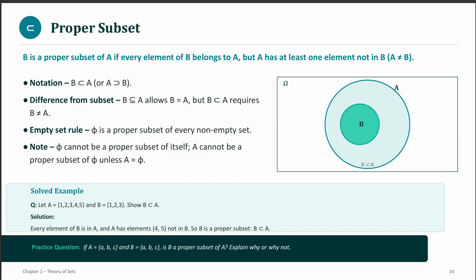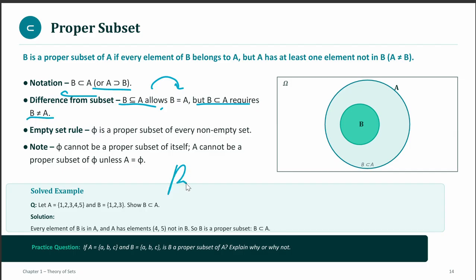Now let us talk about what a proper subset is. So B is a proper subset of A if every element of B belongs to A, but A has at least one element not in B. That is, A is not equal to B. So we denote it by B is a proper subset of A. Difference from subset: basically subset allows B is equal to A, but a proper subset requires B is not equal to A.